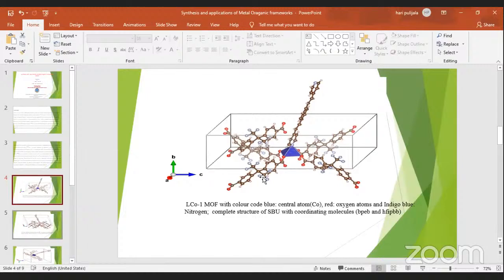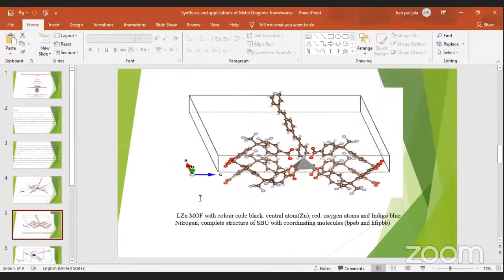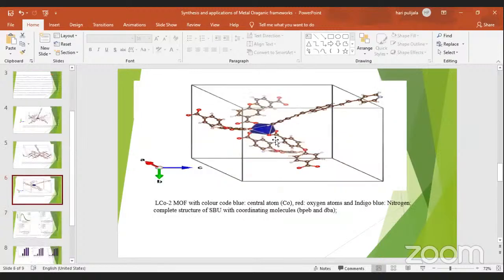This is compound 2, the zinc metal organic framework, using the same ligands BPEB and HFI-PBB. Here it is also a distorted octahedral geometry. This is the cobalt metal atom, but here we have used a different organic linker, that is DVA, along with the BPEB ligand.